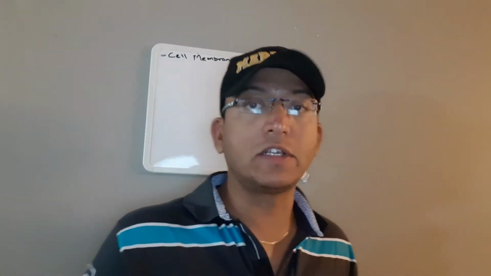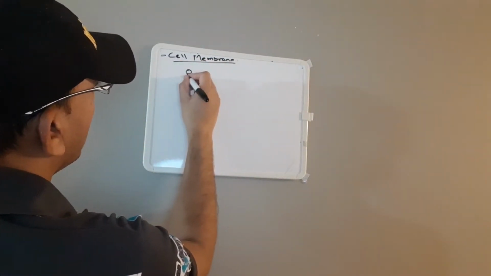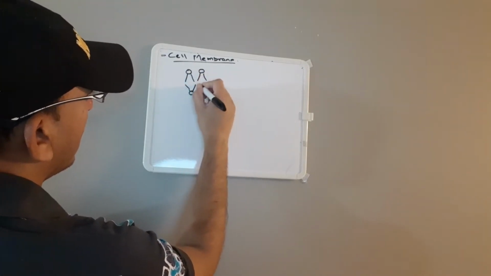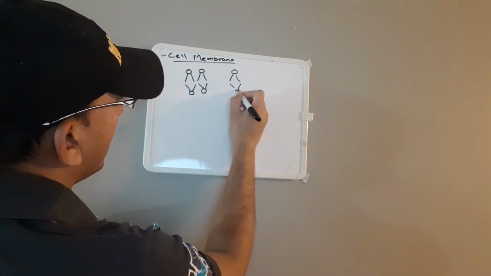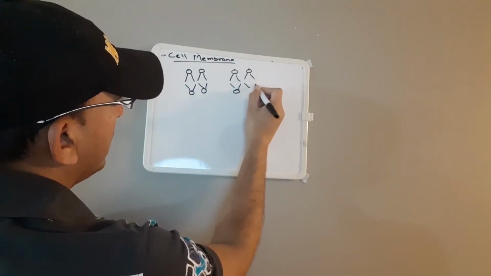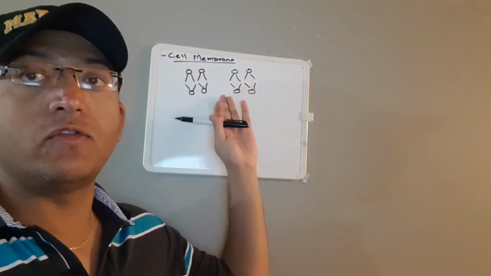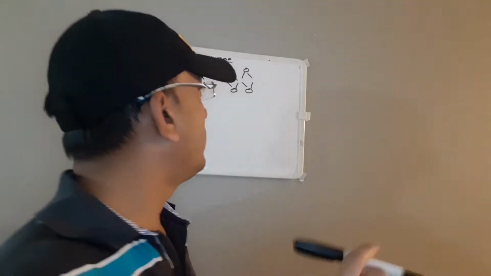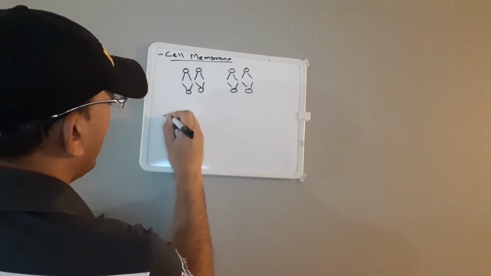So for example, let's see. I will draw here. This is the cell membrane, and I leave space for the membrane protein. So how will it come here? First I will make a polypeptide chain.